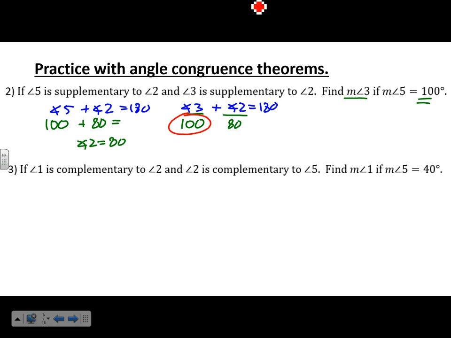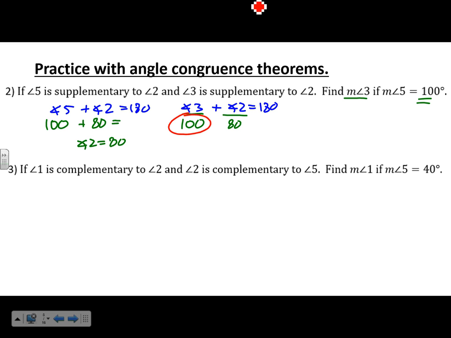But the other thing is, again, this is just trying to get you practice and prove the supplementary angle theorem, where angle 5 and angle 2 are supplementary, angle 3 and angle 2 are supplementary. So angle 5 and angle 3 have to be congruent because they're supplements to the same angle.